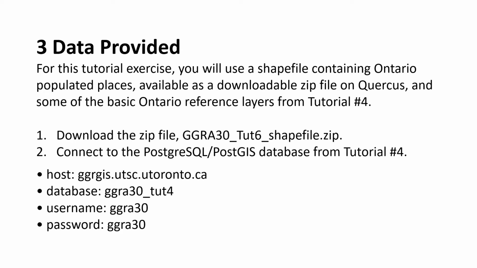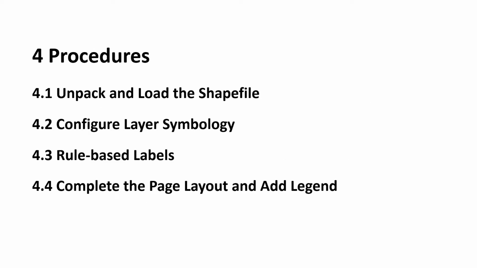For this tutorial exercise, you will use a shapefile containing Ontario populated places, available as a downloadable zip file on QGIS, and some of the basic Ontario reference layers from Tutorial 4. Step 1 is to download the zip file, and Step 2 is to connect to the PostgreSQL database from Tutorial 4. This tutorial has 4 procedures.